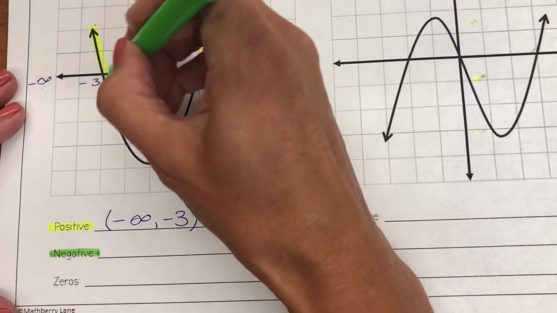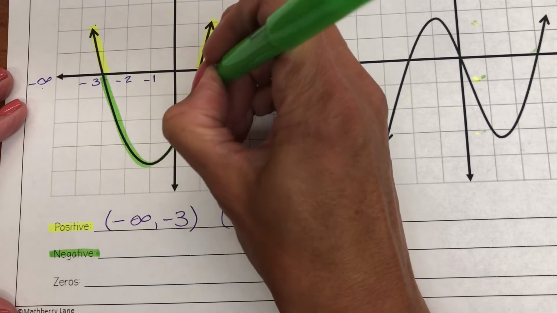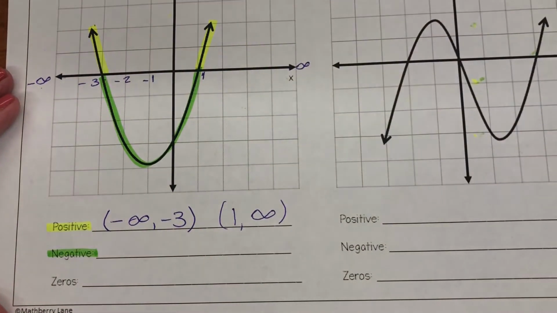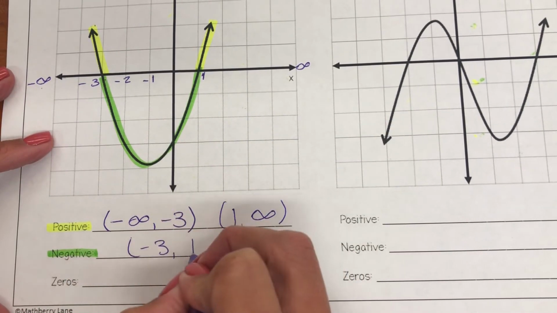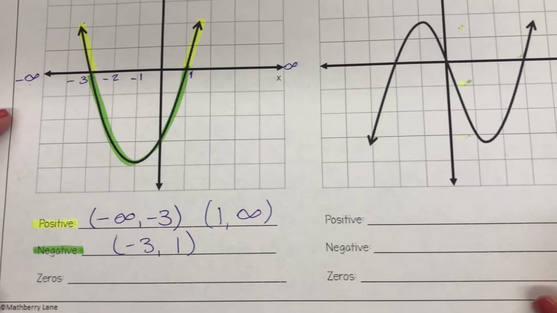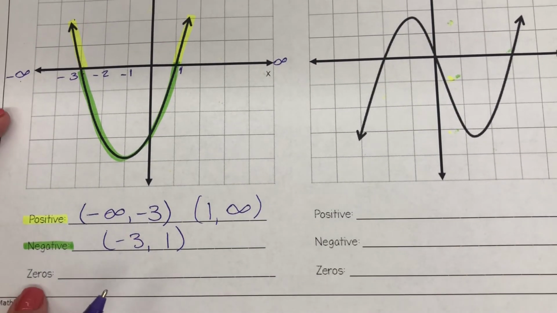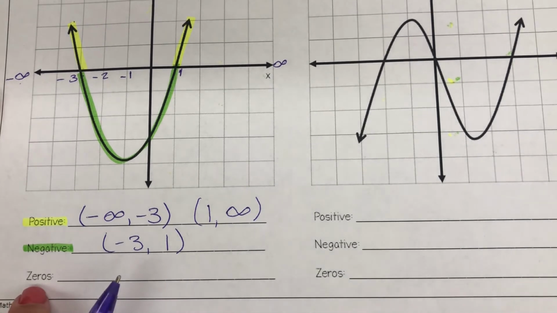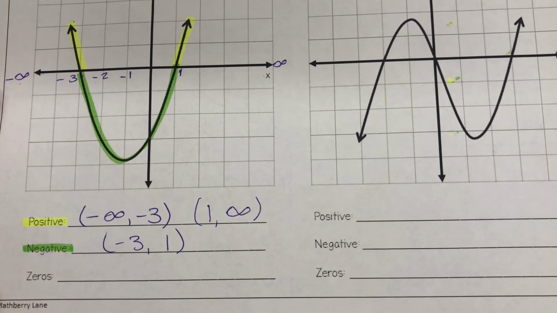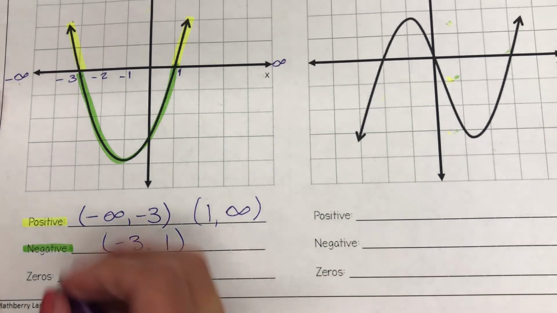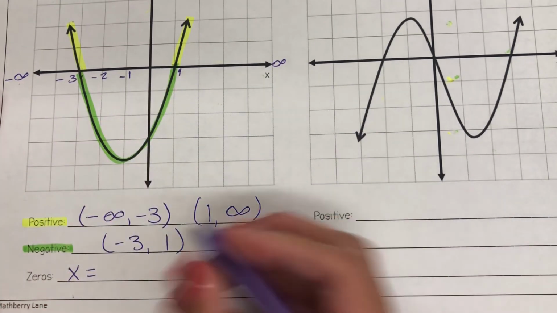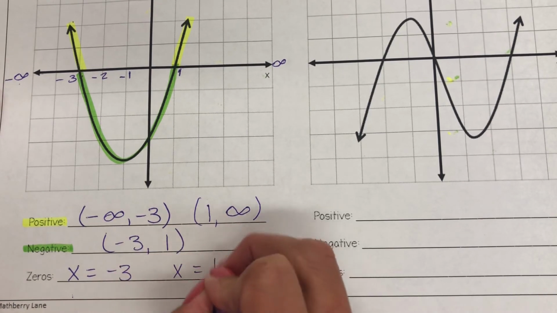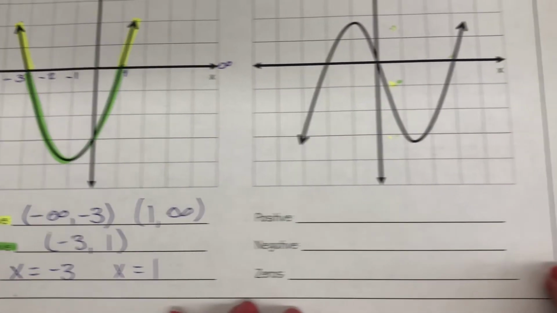Now we can do the negative. I'm going to do this in green. This is one continuous piece, so only one interval there, from -3 to +1. Yesterday we talked about x-intercepts also being called zeros. So when you see zeros, good review from yesterday, we're just looking for x-intercepts. So x is going to equal -3 and +1. Okay? All right, let's go to this one.